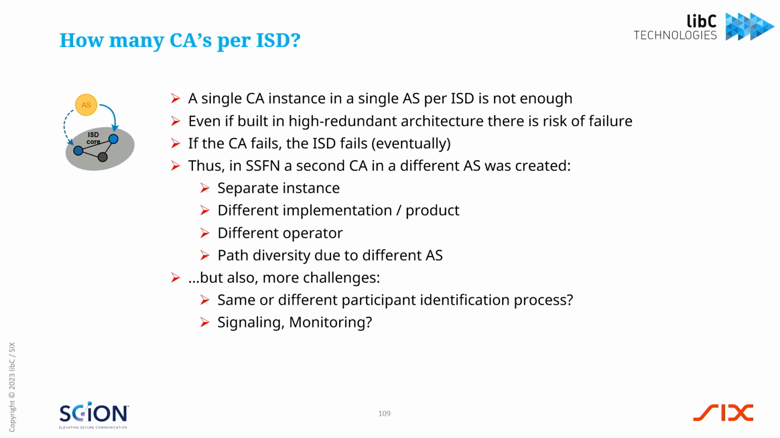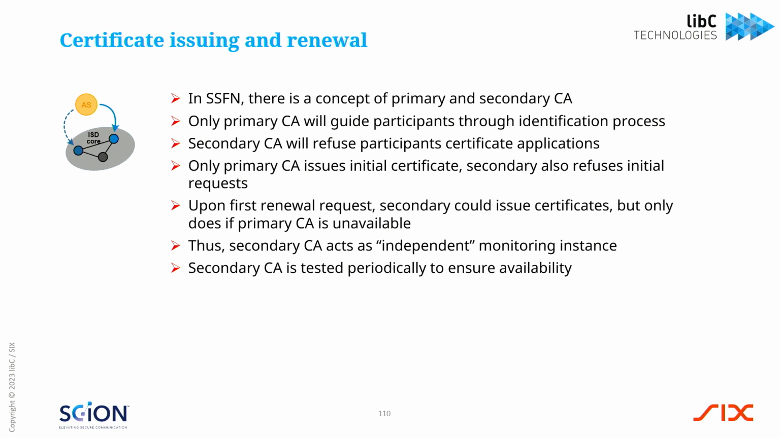So we had to implement quite a number of solutions when building that CA for SSFN, but I think we rose to the task. We implemented what we call a primary and a secondary CA. The secondary CA is just there to provide redundancy if the primary one fails. And the secondary CA will refuse to issue the first certificate to participants. So the actual first issuance of a certificate will definitely not be done by the secondary, only the primary is entitled to do that.